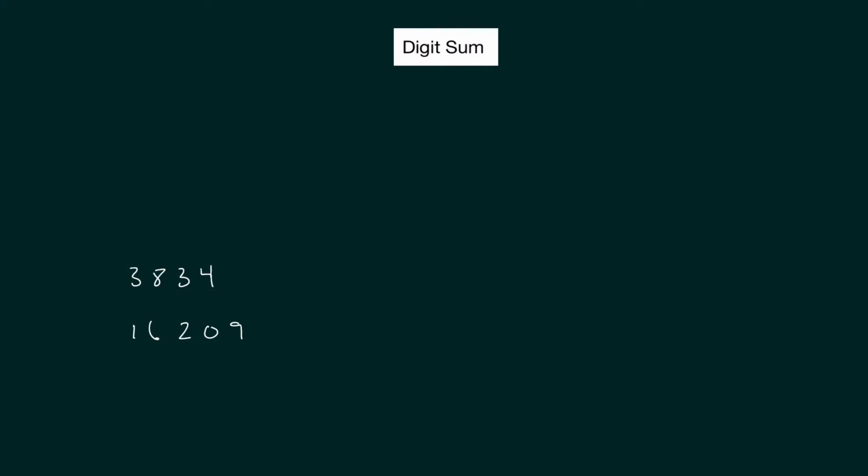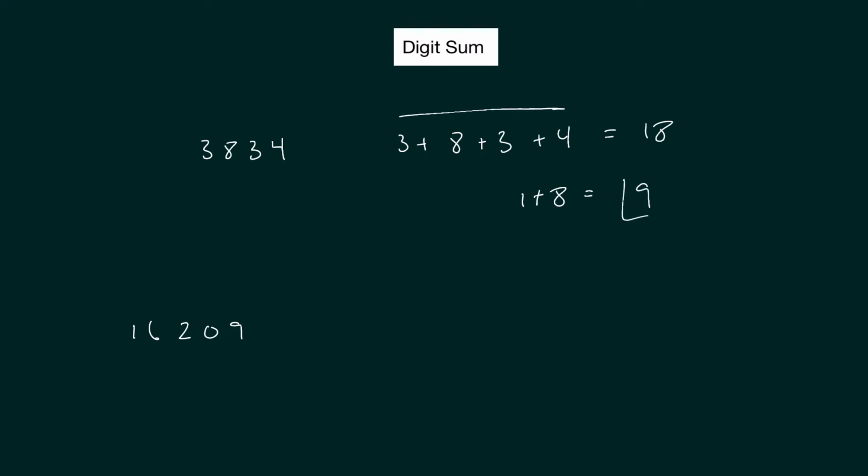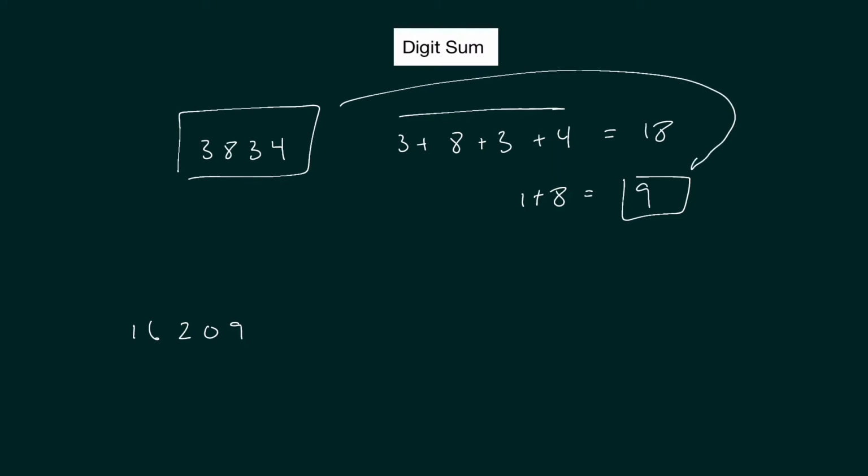A few more examples here. So we have this number here. Let's add it up, 3 plus 8 plus 3 plus 4. That's 7, and 3 is 10, 10 and 8 is 18. So if we add these up, we get 18. Then 1 plus 8 equals 9. So the number 9 is the digital root for this number. 9, the digit sum or the digital root.